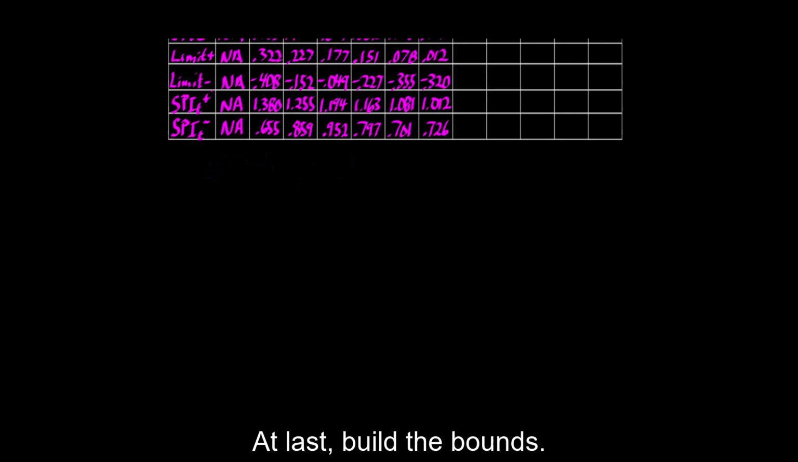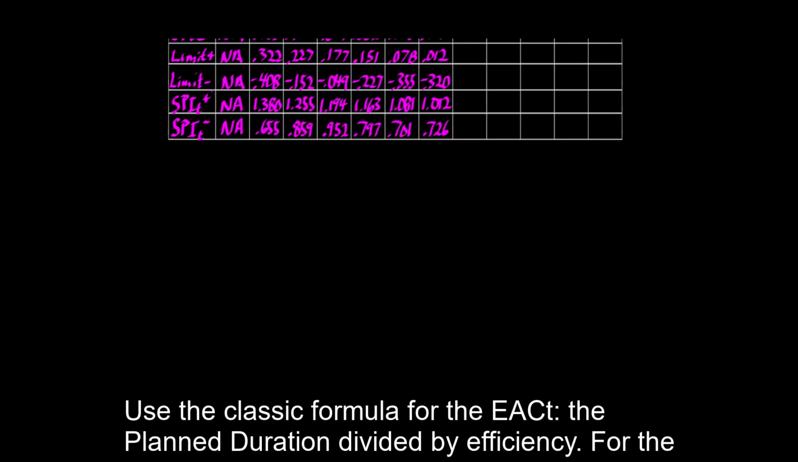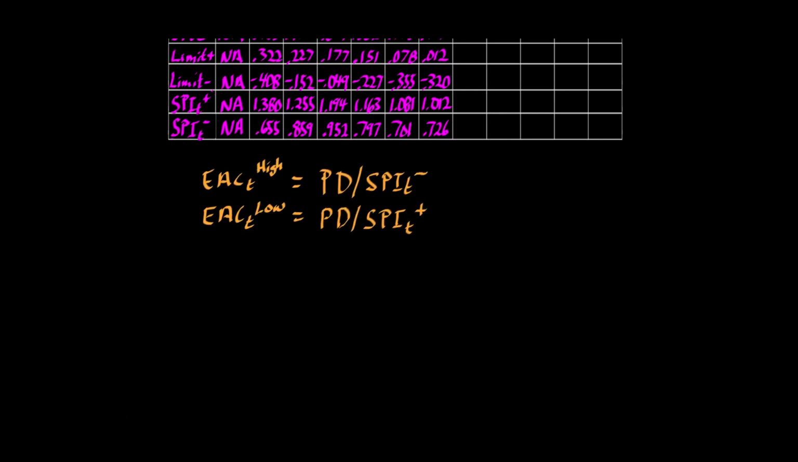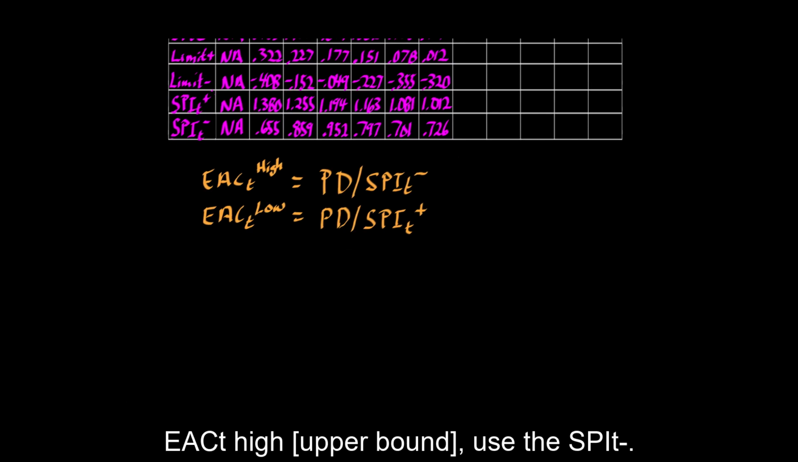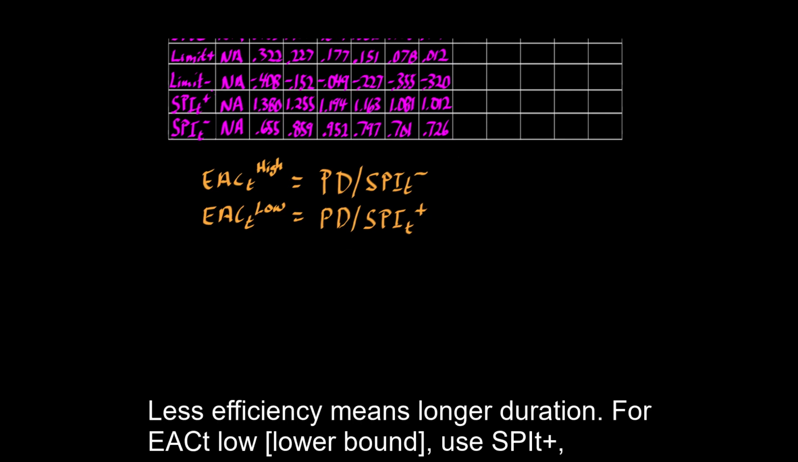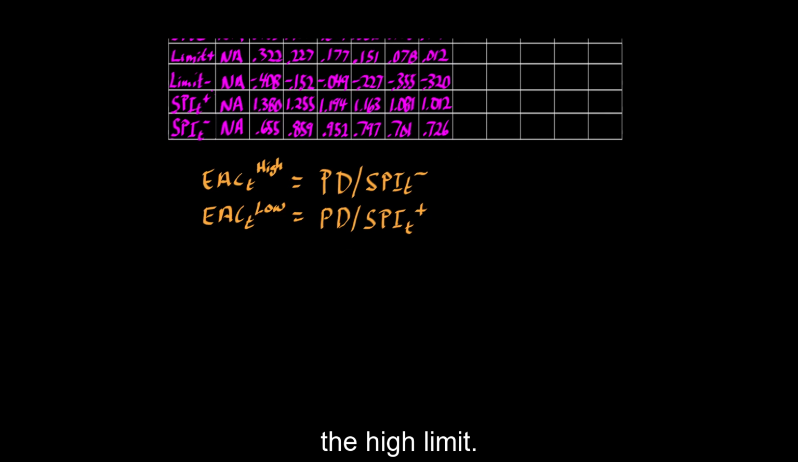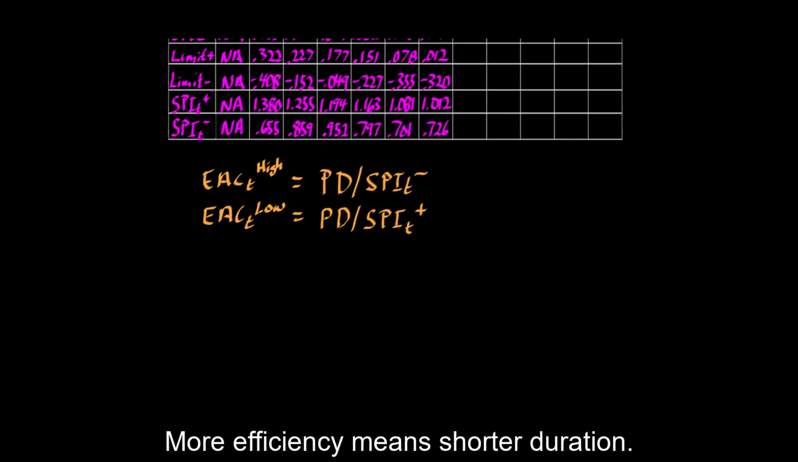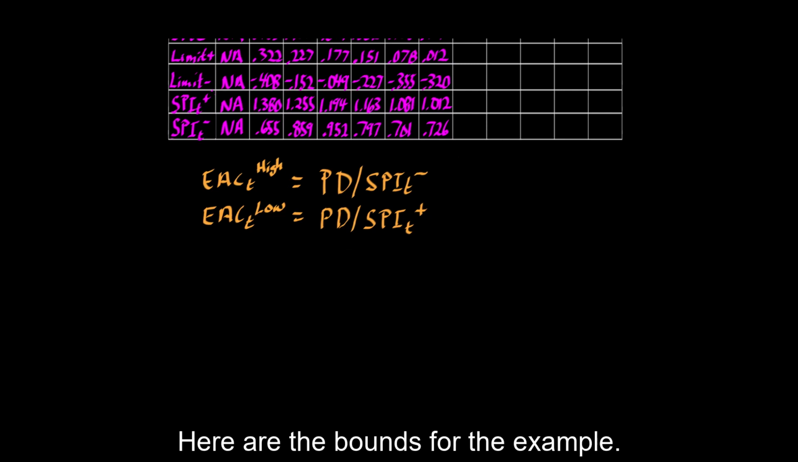At last, build the bounds. Use the classic formula for the EACt, the planned duration divided by efficiency. For the EACt high, use the SPIT minus, that's the low limit. It signifies less efficiency. Less efficiency means longer duration. For EACt low, use SPIT plus, the high limit. It signifies more efficiency. More efficiency means shorter duration. Here are the bounds for the example.